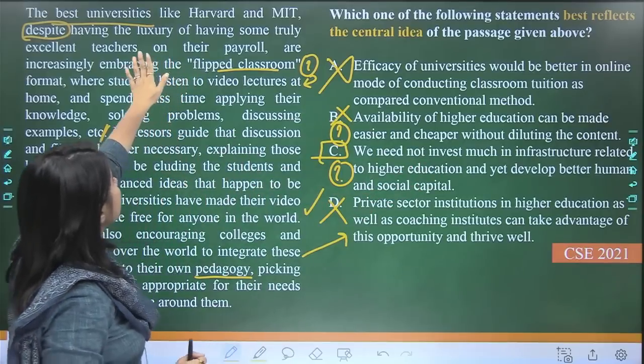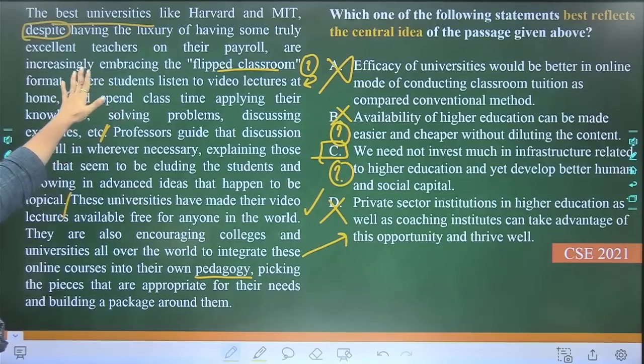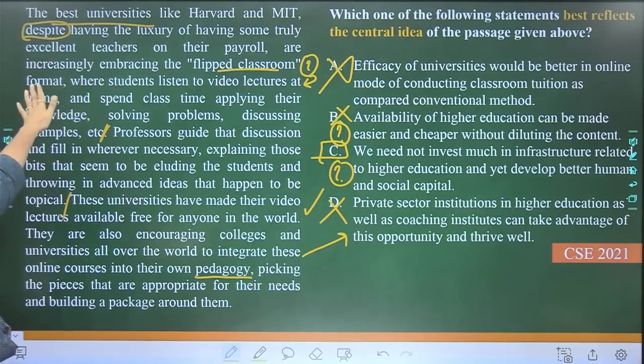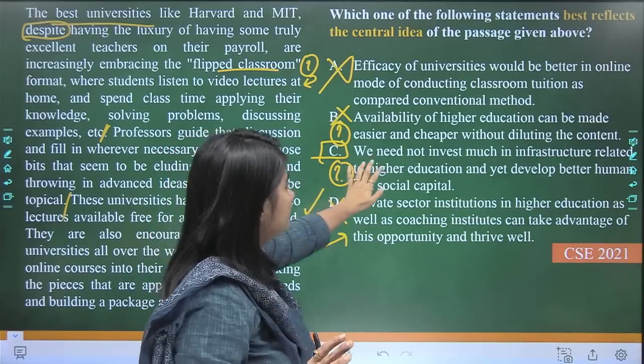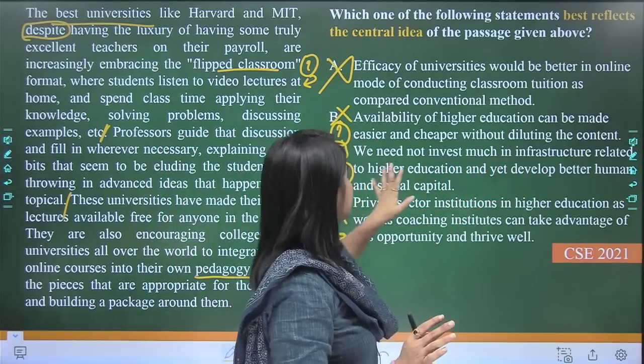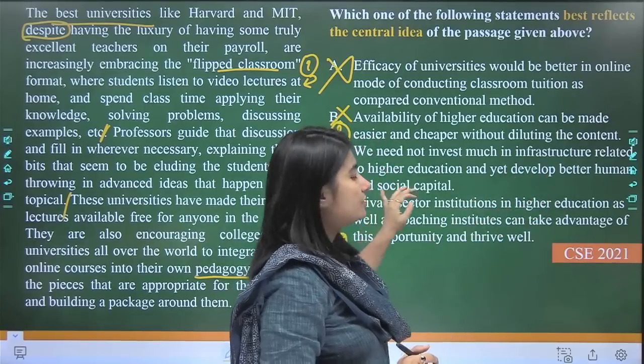So here what it says, luxury of having truly excellent teachers. So they have human capital, right? They are embracing discussions and they are putting it for free. We do not need to invest in infrastructure related to higher education and yet develop better human and social capital.